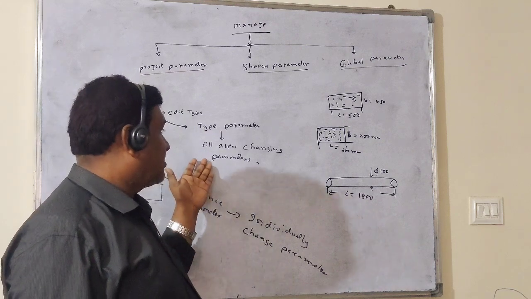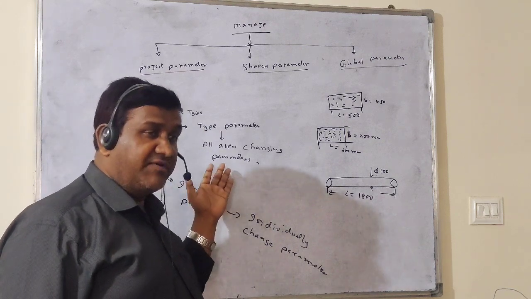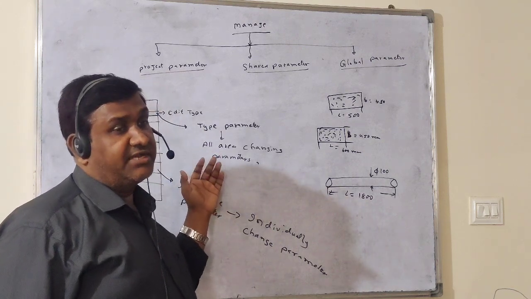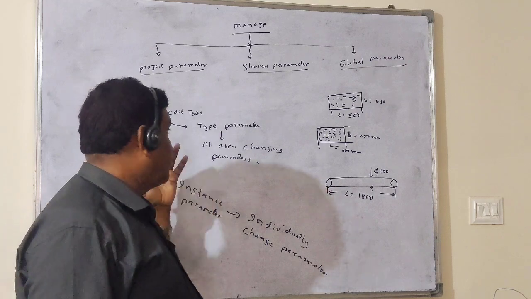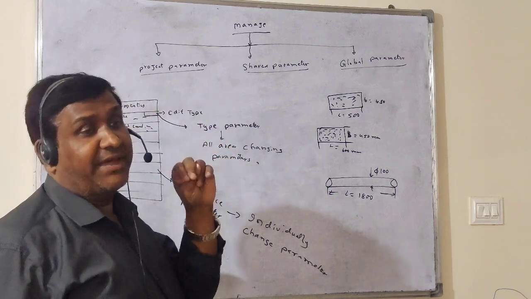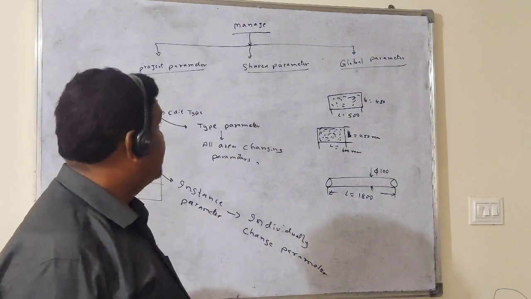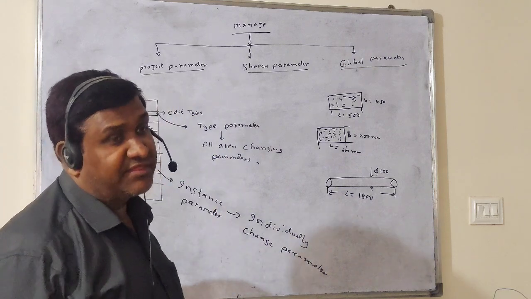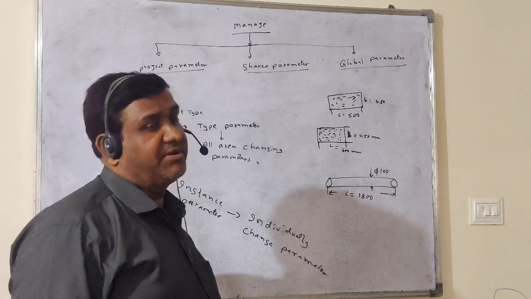Because in a project, wherever you have kept it, all areas are going to be affected by these parameters. So here: instance parameters, type parameters. There are two types of parameters we will utilize in project parameters, shared parameters, as well as in global parameters also.